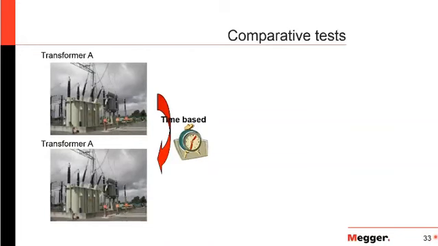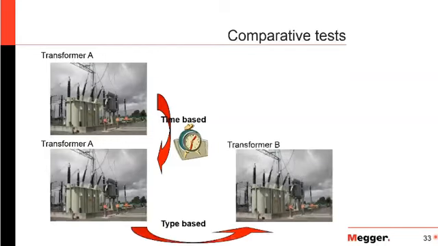So what you may have to do is look at a type-based test, where now you have 2 or 3 of the same transformer with consecutive serial numbers there. And so you go across and you measure transformer 1, and then you measure transformer 2, and you can compare those to each other and see if they line up and are similar.